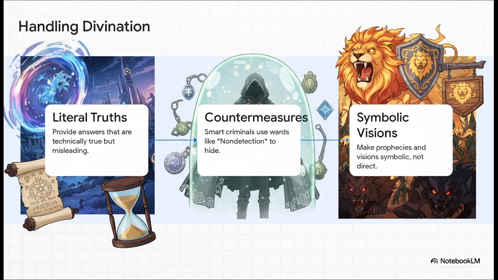Good luck with that. Second, remember that smart criminals prepare. They use spells like non-detection, or they have magic items to shield themselves. And third, make any visions or prophecies symbolic. The spell shows them a roaring lion. Is that a noble house crest, a tavern sign, or just a clue about the killer's ferocious nature? Make them work for it.